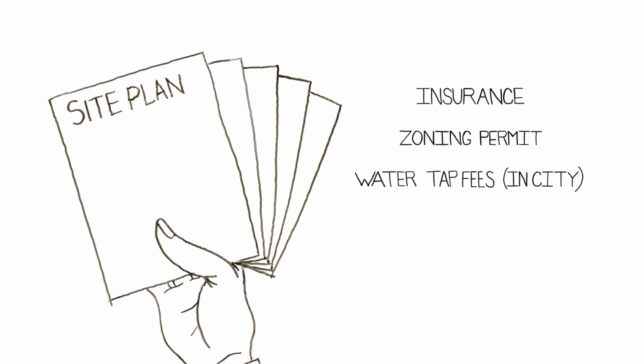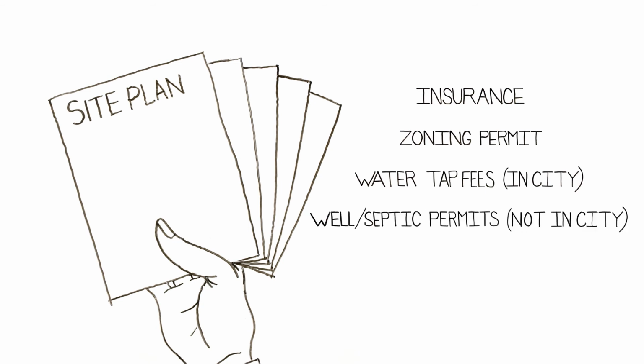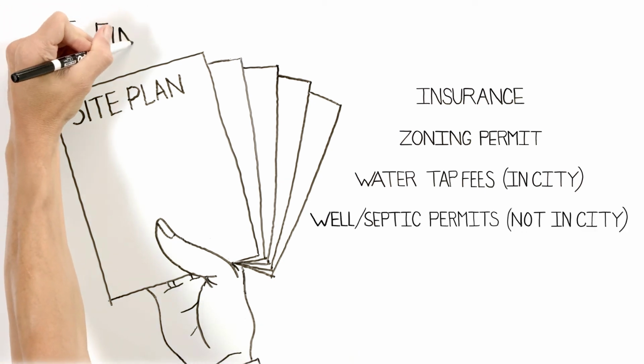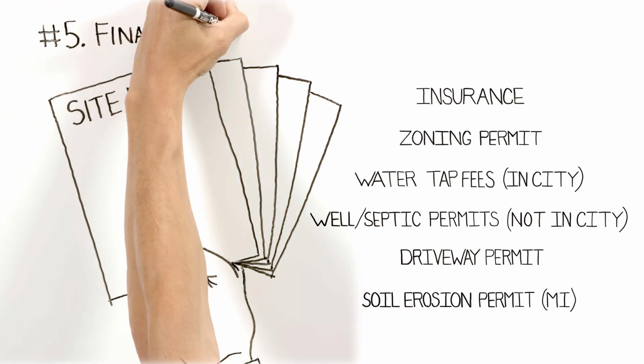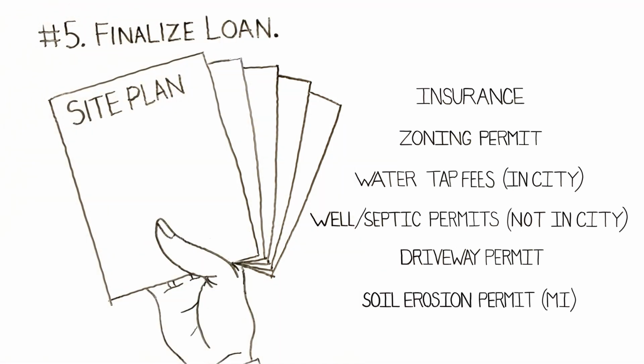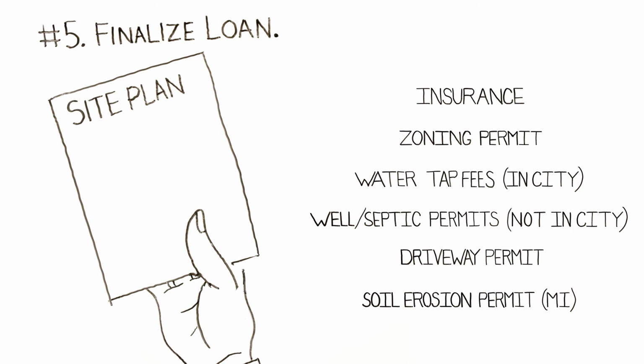Or if you're not in a city, you'll need the well and septic permits we mentioned earlier. You may or may not need a driveway permit. In Michigan, you'll need a soil erosion permit or waiver. Then, we will apply for the building permit.